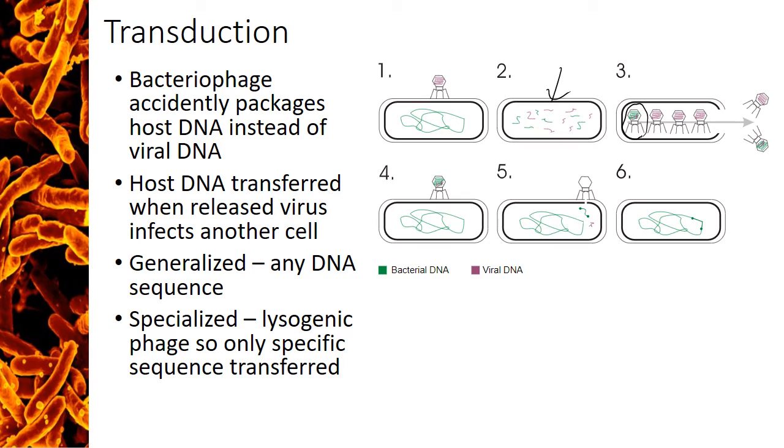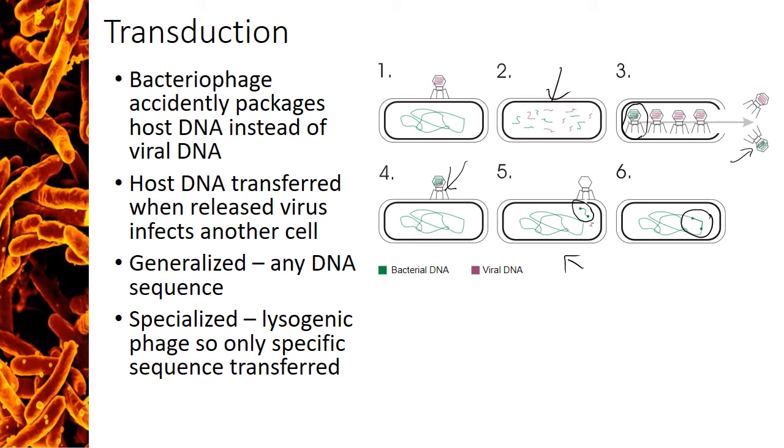When this phage is released, it's now carrying bacterial DNA, and when it goes to infect another cell, it's going to insert the bacterial DNA instead of the phage genome. This means that this cell here got lucky. It didn't get infected by a bacteriophage. Instead, it gained a new piece of DNA, and since that DNA is linear, it's going to have to recombine into the genome to become permanently part of that bacteria's DNA.